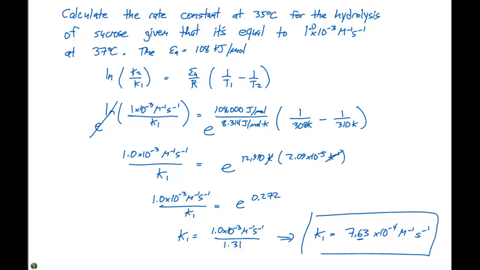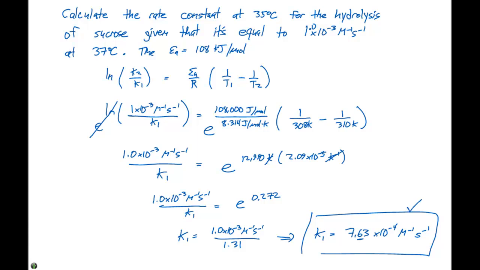We went through and plugged everything in. This equation can get confusing sometimes, and we might flip the K1 and the K2. But if you think about it for a second, if we have a value of 1.0 times 10 to the minus 3 for our rate constant at 37 degrees Celsius, when we go to a cooler temperature, we expect K to decrease. And in fact, it did here, because we went from 1.0 times 10 to the minus 3 to a smaller number, which is 7.6 times 10 to the minus 4.